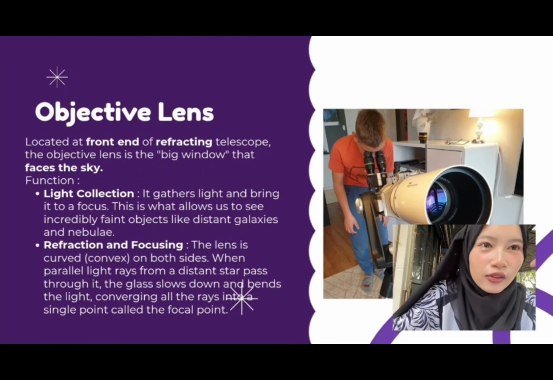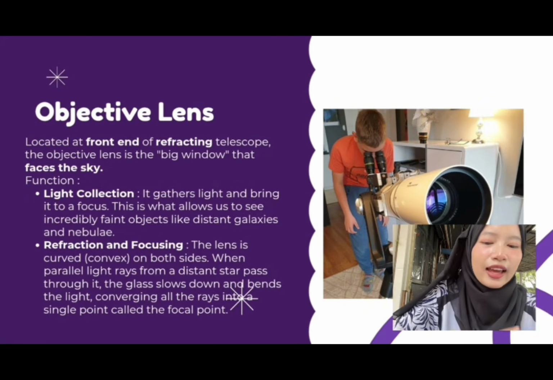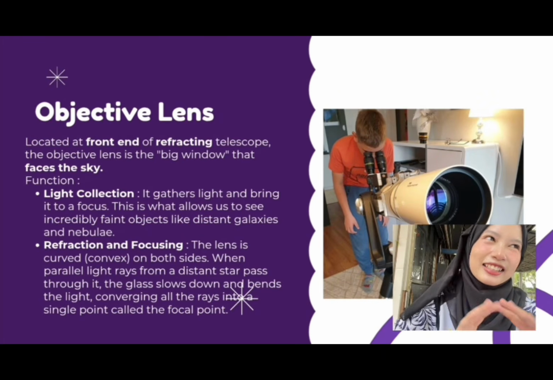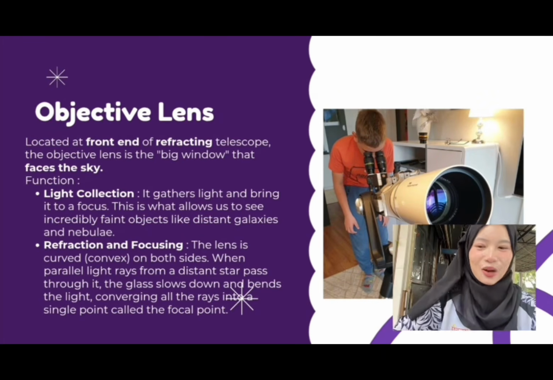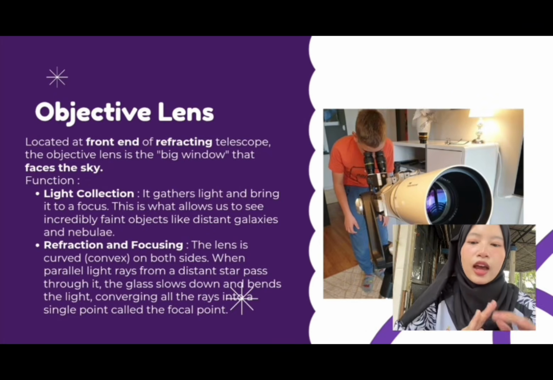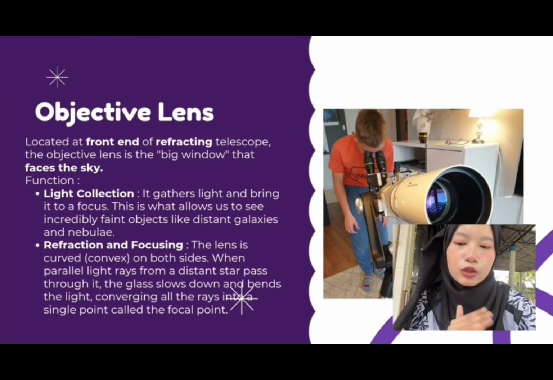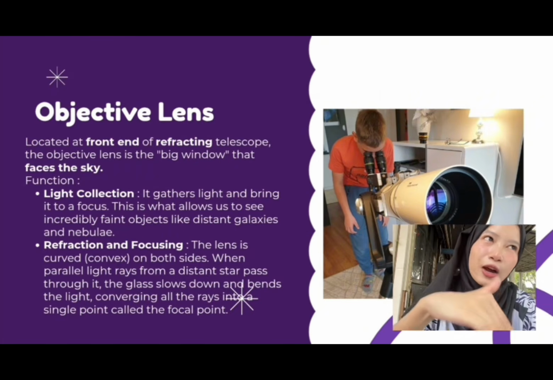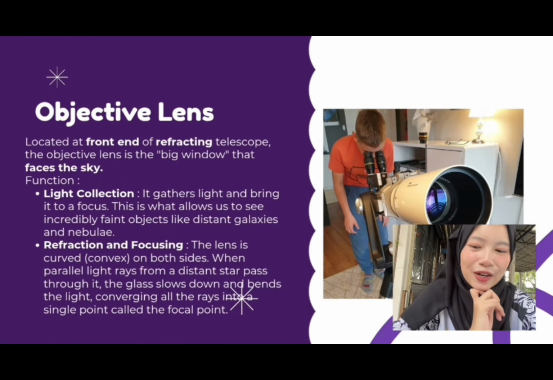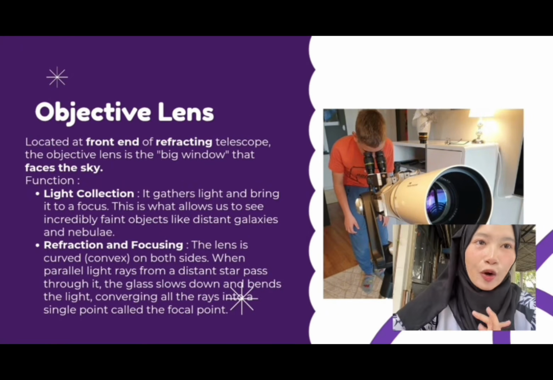The objective lens gathers the light and brings it to a focus. This is what allows us to see incredibly faint objects like distant galaxies and nebulae. Second, it works through refraction and focusing. This lens is curved, convex on both sides. So when parallel light rays from a distant star pass through it, the glass slows down and bends the light, converging all the rays into a single point called the focal point.